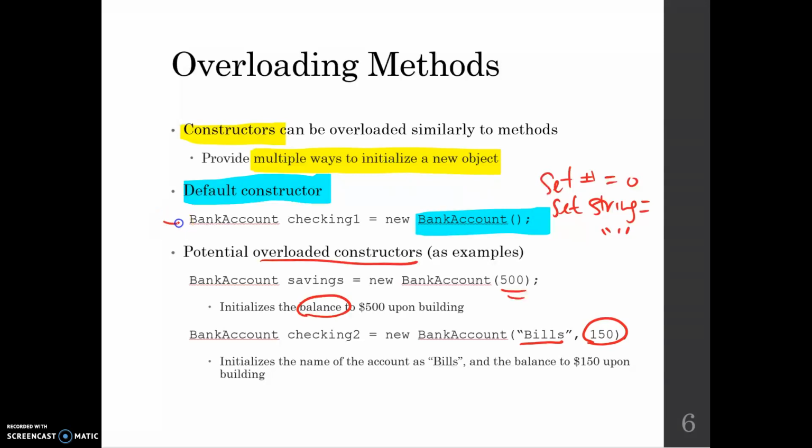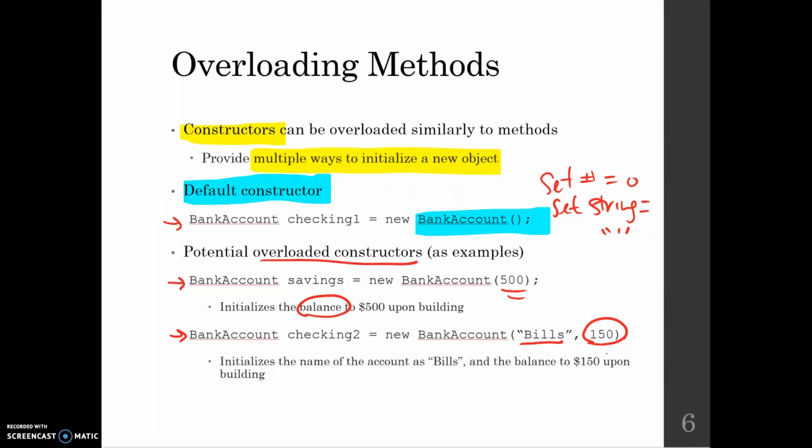So just to quickly summarize, we have 3 different ways in this example that we could create bank account objects. The first way is the default constructor, where the balance would be equal to 0 and name would be quote quote. The second way is a constructor which allows us to specify the balance. So in this case, the name is still quote quote. The third way allows us to specify the name and the balance. So name would be bills and the balance would be $150. Depending upon your needs would determine which constructor you would use when building the object.